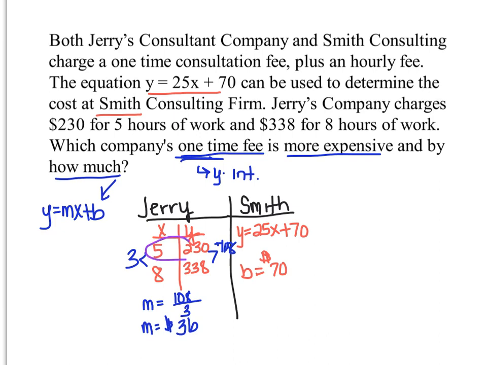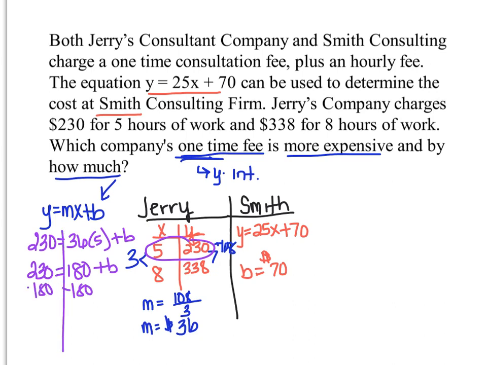Now I want the one-time fee, so I'm going to plug my numbers in. I'm going to choose my smaller point of 5, 230. So we pay $230 by paying $36 for the 5 hours and then some one-time fee. On the right, I can multiply. 36 times 5 gives me 180 plus this one-time fee. Subtract my 180 from both sides. Okay, draw your line if that helps. And I get $50 equals b, or my one-time fee.